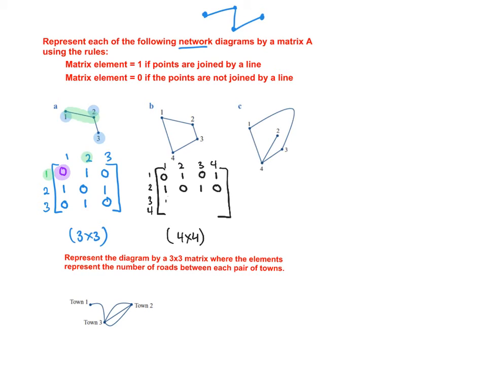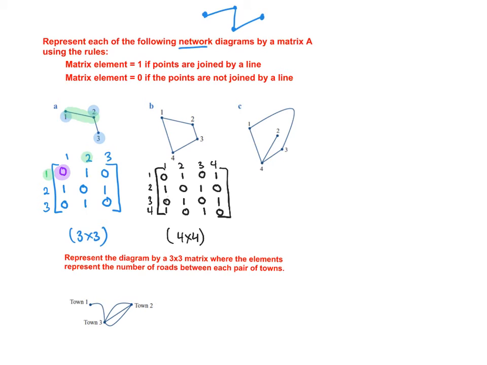3 and 1? 3 and 2? 3 and 3? It'll be a loop. And 3 and 4? Yeah. 4 and 1? Yes. 4 and 2? 4 and 3? And 4 and 4? No. Good. All right, and let's do this last one.